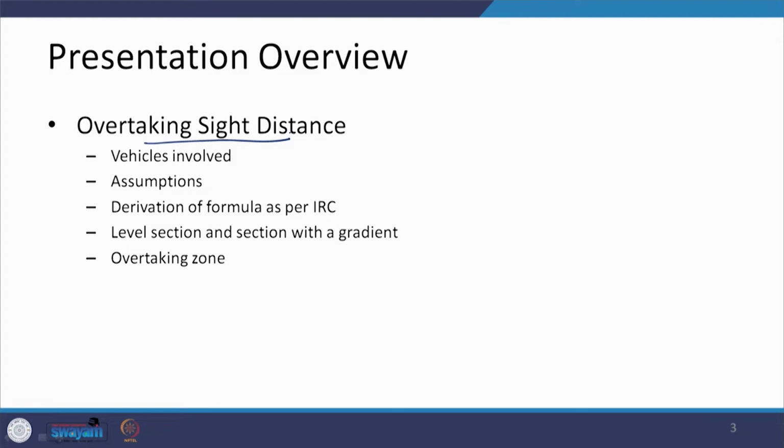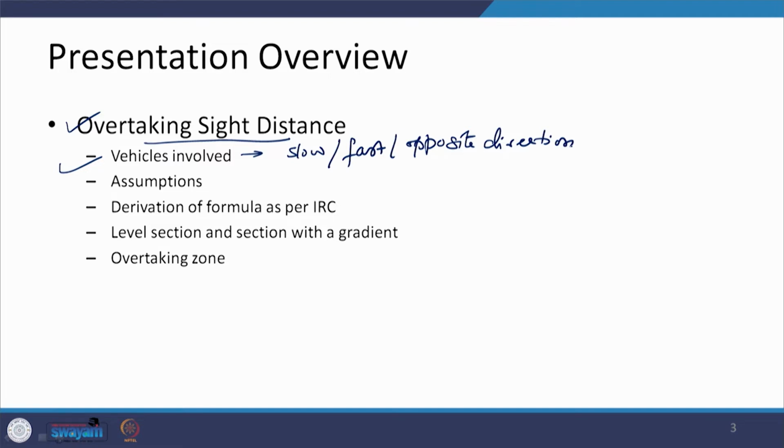Again, in the case of overtaking sight distance, we will be discussing about the types of vehicles which are going to be involved. Now, when we say the types of vehicles involved, we are not talking in terms of whether bicycle or a car or a truck. What we are talking for overtaking is whether there is a vehicle which is slow moving, or a vehicle which is fast moving and desiring to overtake the slow moving vehicle, as well as a vehicle which may be coming from the opposite direction. So, if these vehicles are there, how we are going to take care of these vehicles and how we are going to calculate the overtaking sight distance for given conditions is what we are going to look at.